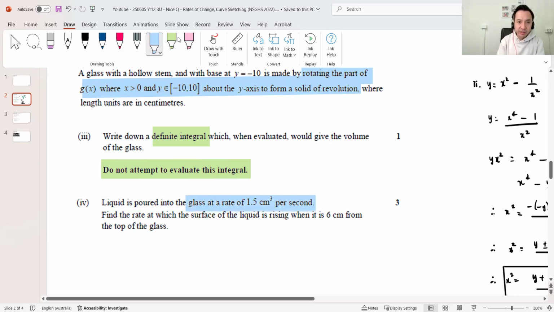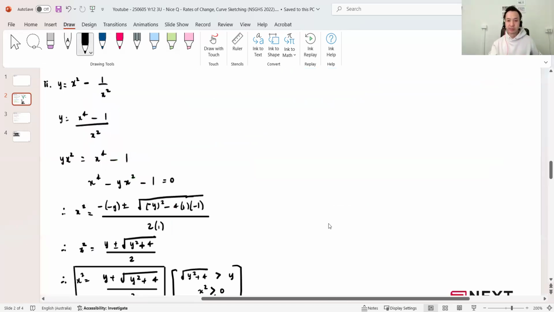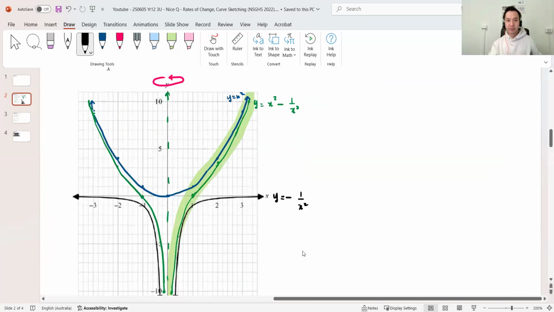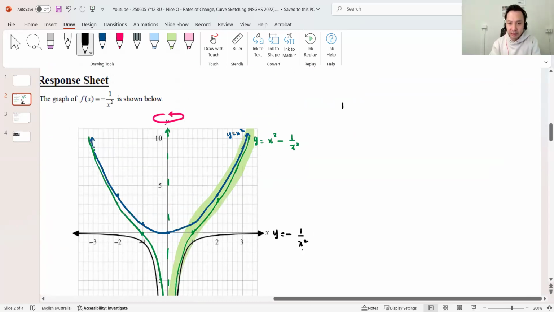Now, it goes, find the rate at which the surface of the liquid is rising when it is 6 centimeters from the top of the glass. Okay, that's interesting. So let me do part 3 first, and then I'll deal with that rate of change question in a sec. Part 3 basically says I need a volume for this shape.